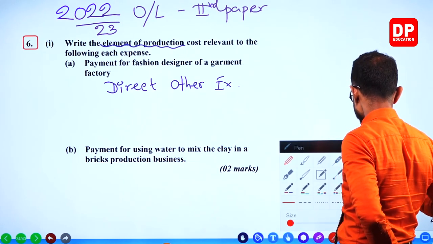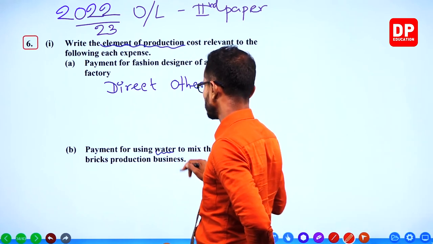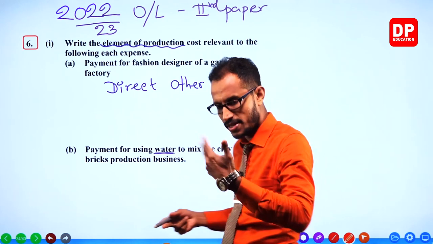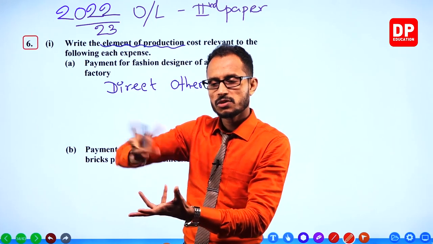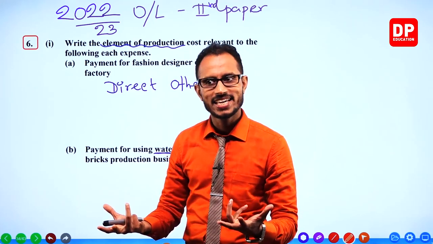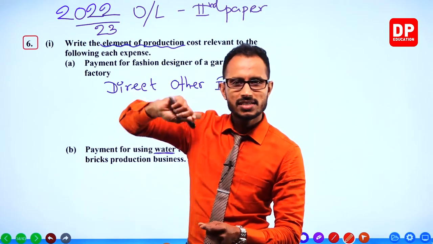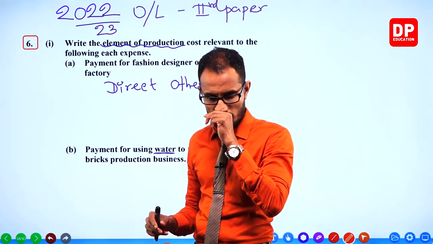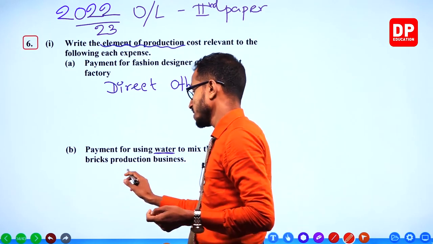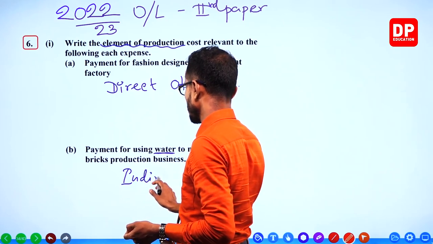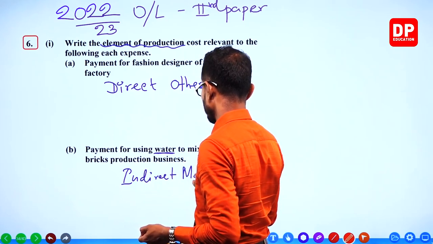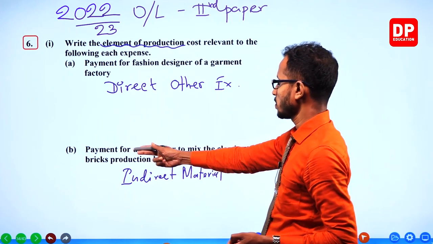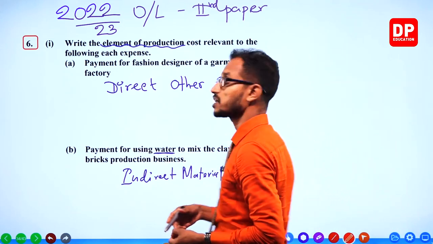Next, we have payment for using water to mix the clay in brick production. In brick production, water is actually a material used for making bricks, but it's not the direct material. The direct material in bricks is clay. The water is added in order to produce the brick, but it doesn't become the main material, right? So it should be an indirect material. Indirect material, okay?